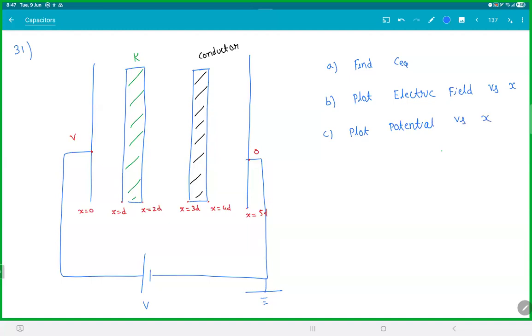Because the graphs are there, it will be a good question. Like, how does the electric field and how does the potential vary? First, get the C equivalent. Let's start from there.